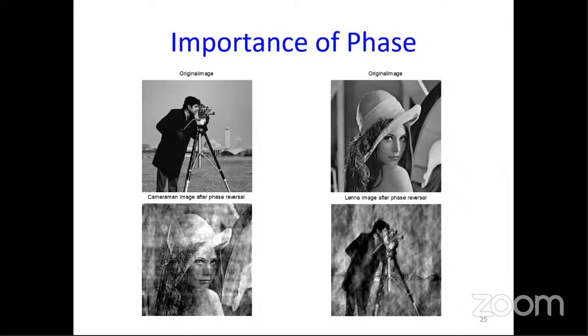So what we want to convey here is, if you take the phase of Lena and combine it with the magnitude of cameraman, the cameraman turns out to be Lena, and Lena turns out to be a cameraman. That means phase information is very, very important information in a Fourier transform.